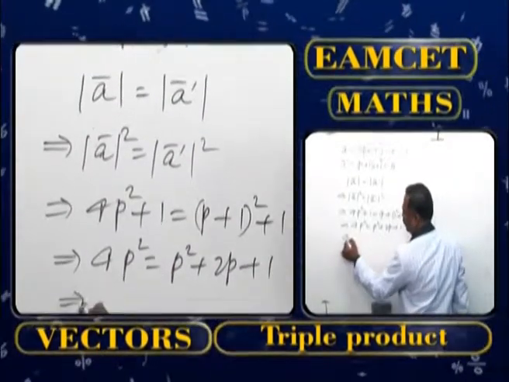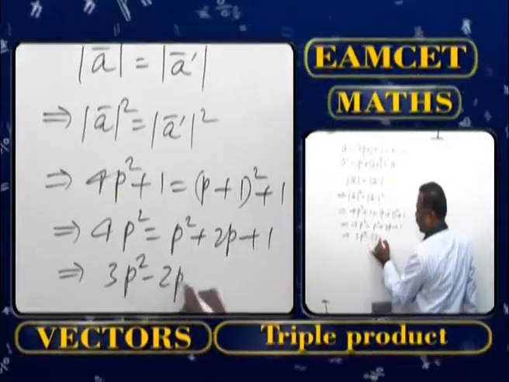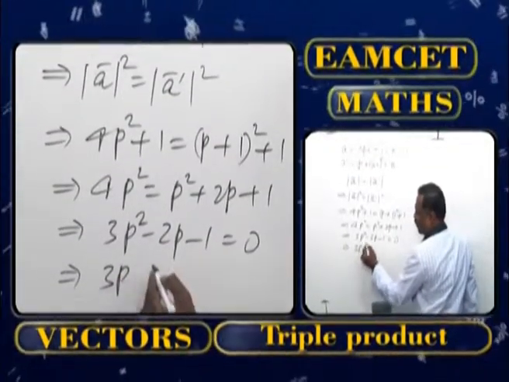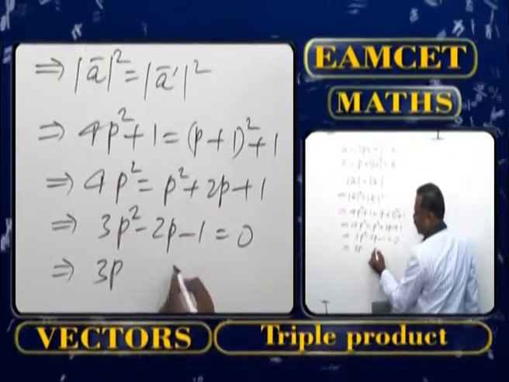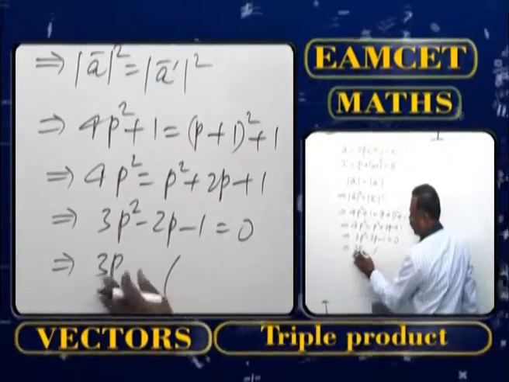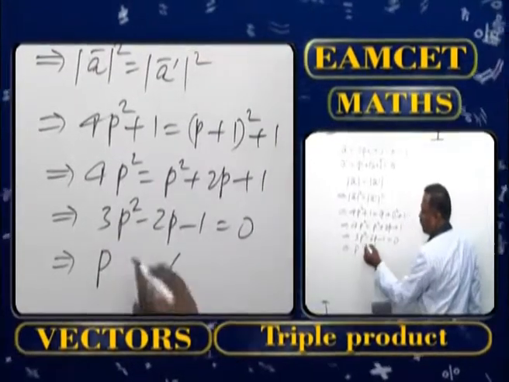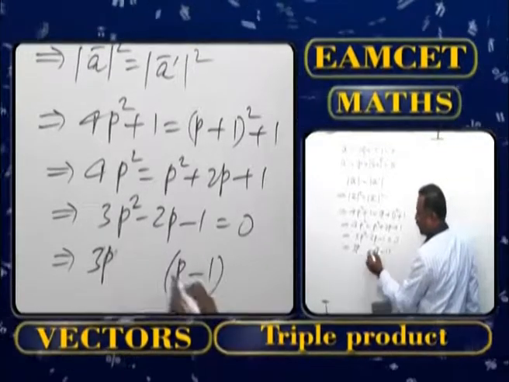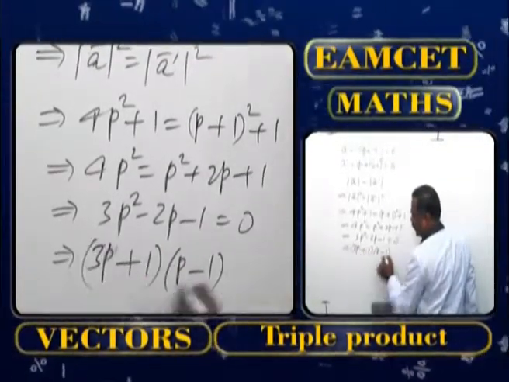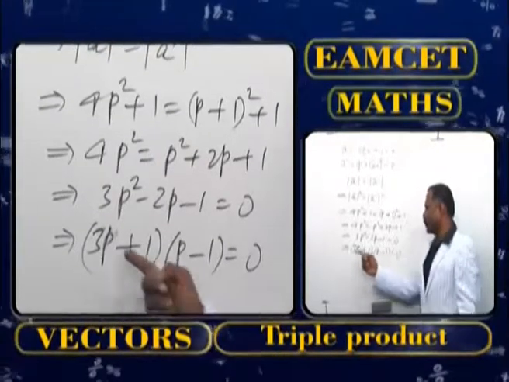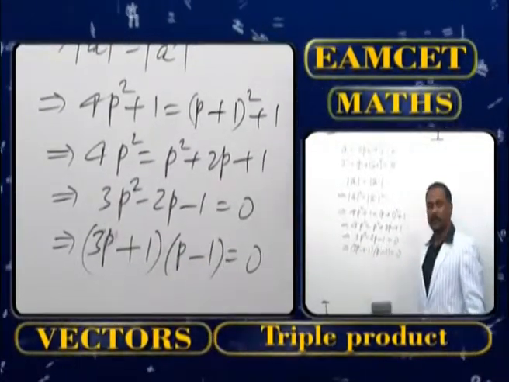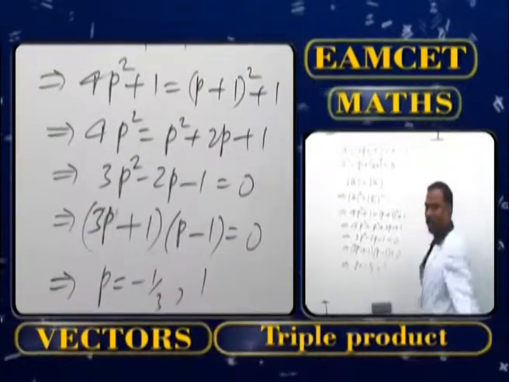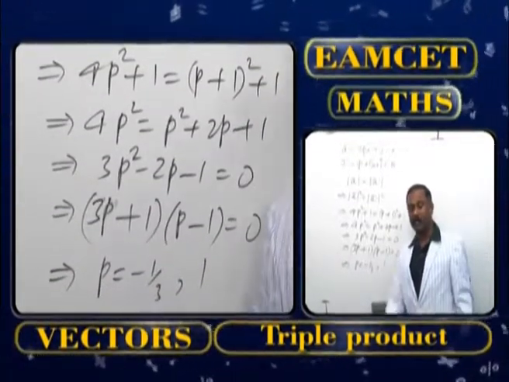And it is nothing but 3p square minus 2p minus 1 equal to 0. If you take the factors, 3p square minus 3p, take 3p common, and within the brackets you will get p minus 1, and p plus 1. These are the factors for 3p square minus 2p minus 1. So what should be the value of p in this case? p is minus 1 by 3 comma 1. It is option number 3.